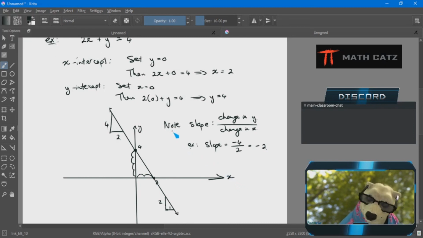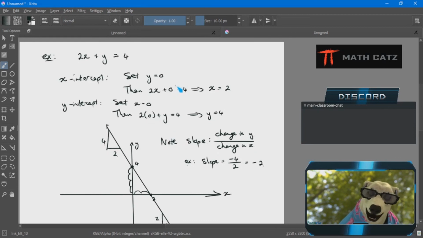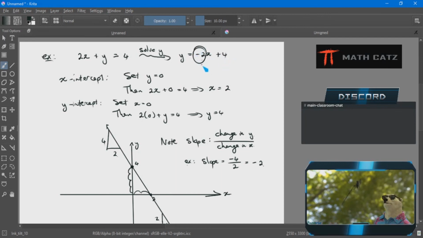When I simplify, it is already pretty simple. What I mean by simplify is when I solve for y in this general form, I'm going to get y equal to negative 2x plus 4. And that number in front of the x is the slope. It's always going to be the slope.